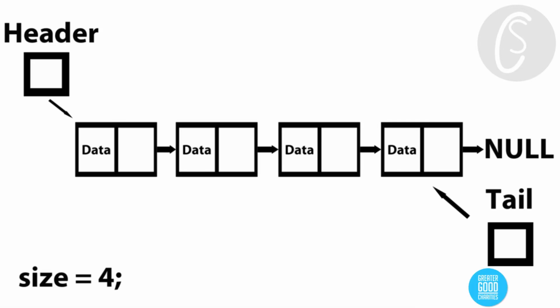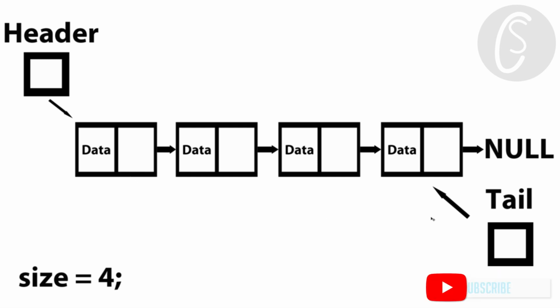In this tutorial, we're going to be talking about printing out our linked list. To get started, you can see that we have our linked list here. We have a header that's pointing to the first node, our tail pointing to the last node, and our property size is equal to 4, because we have 4 nodes within our list.